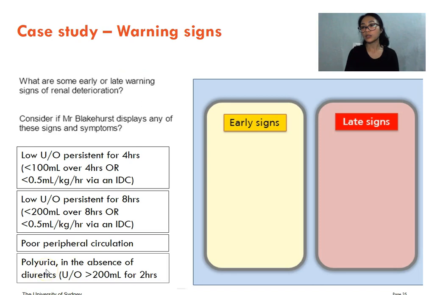What about polyuria in the absence of a patient who would be taking diuretics, resulting in a lot of urine output? So if they're not on any diuretics or medications that help them to pass large amounts of urine, are they experiencing that? So that would be a urine output of over 200 mils in 2 hours. So where would that sit? Is it an early sign or a late sign, do you think? Where would these sit?